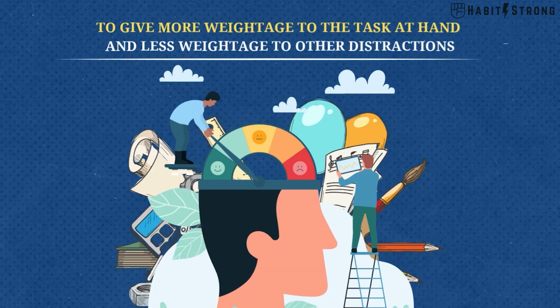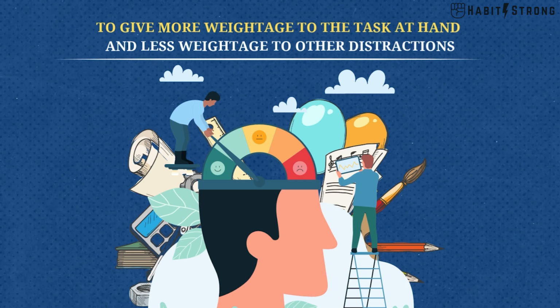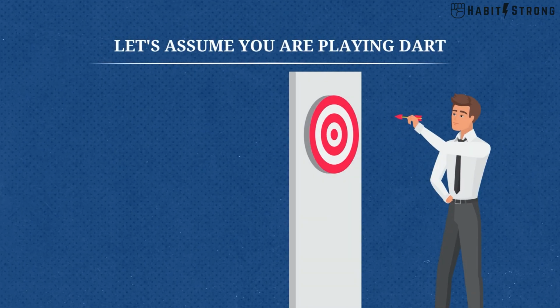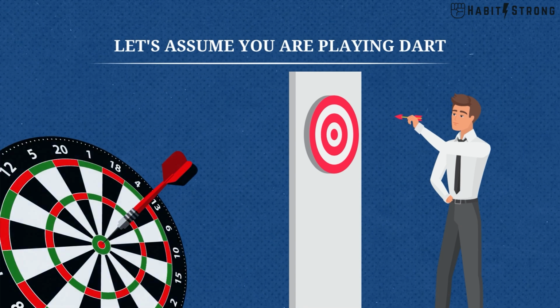So that should bring us to the next question. If the brain is going to operate totally unconsciously, then can we influence it? Can we tell our brain to give more weightage to my task at hand and less weightage to other distractions? It turns out we cannot do it directly, but we can do it somewhat indirectly. To understand this, let me give you an analogy. Let us say you're playing a game of darts. Okay, so you have a dart board and you're throwing a dart, you want to hit the bullseye.